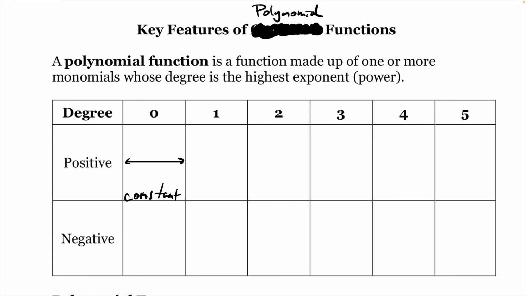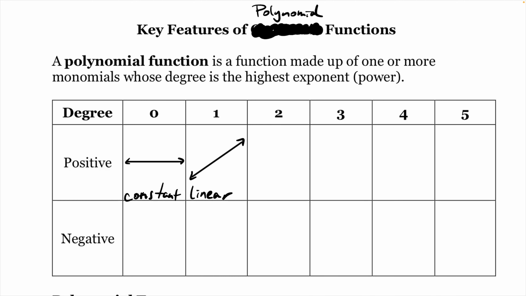Okay? If it has a degree of 1, an exponent of 1, then it's what we call linear. And it looks like this. Linear. It's a line. But this time it's increasing. It's not staying constant, it's increasing.